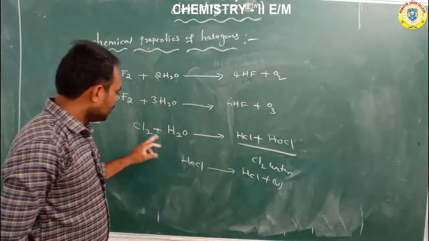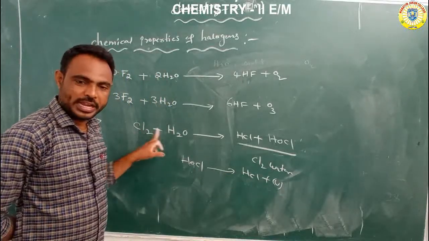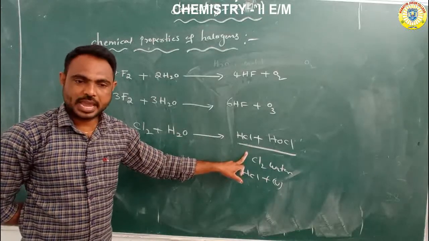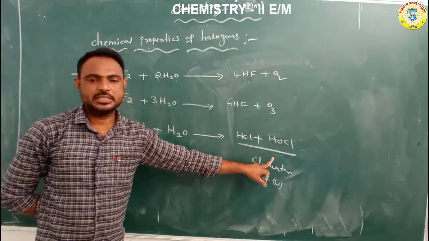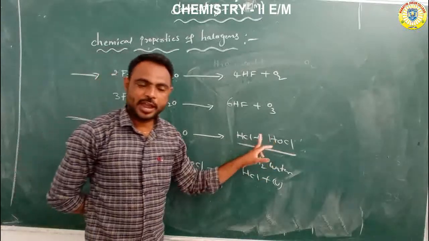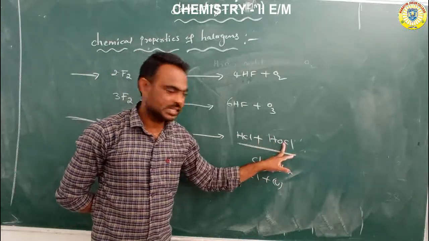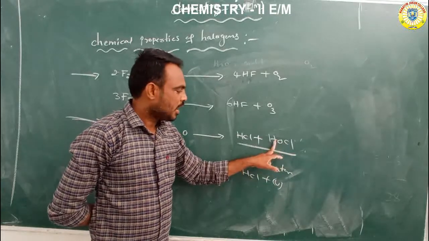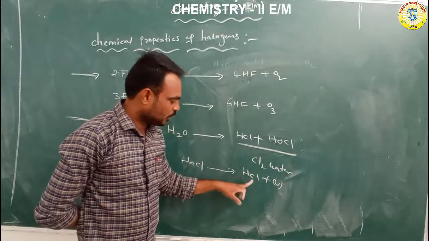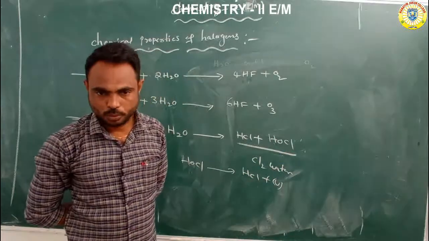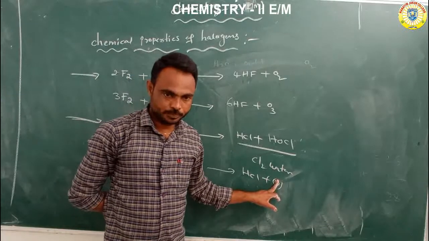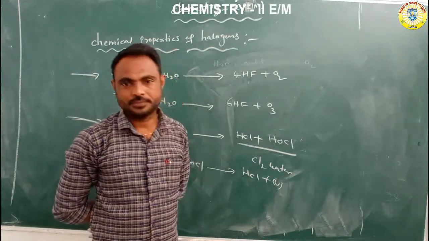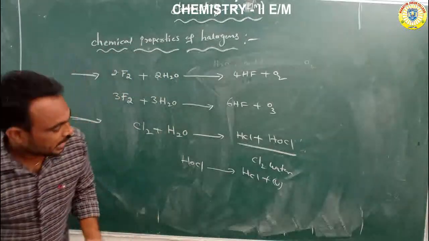So when chlorine reacts with water molecules, it forms hydrochloric acid and hypochlorous acid. The combination of hydrochloric acid and hypochlorous acid is called chlorine water. When HOCl is converted to HCl and oxygen O, it is an oxygen atom, or nascent oxygen.